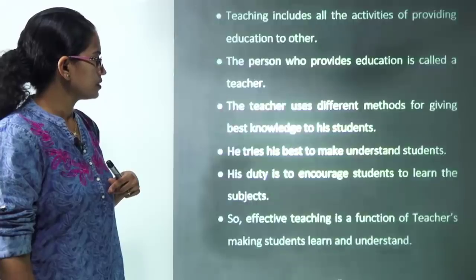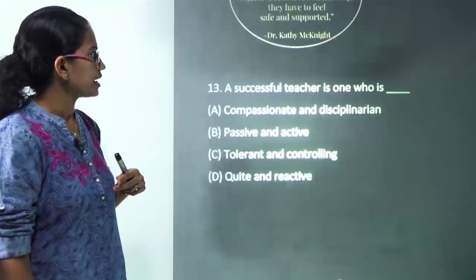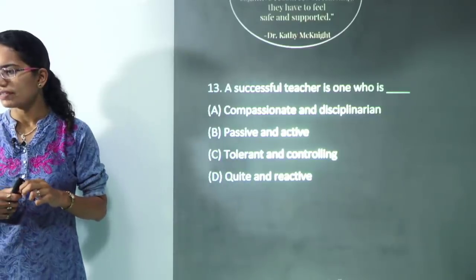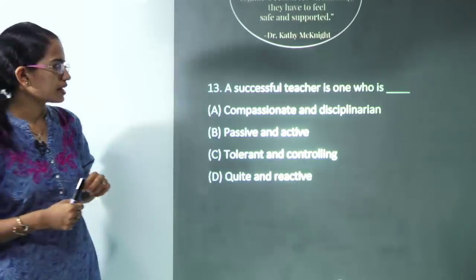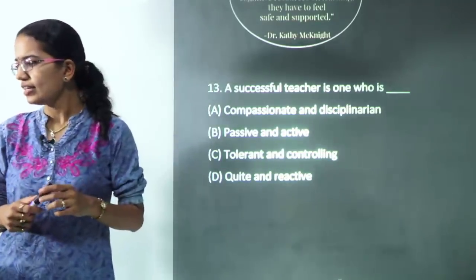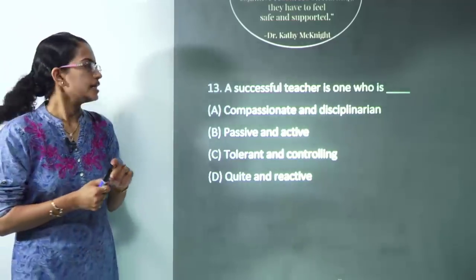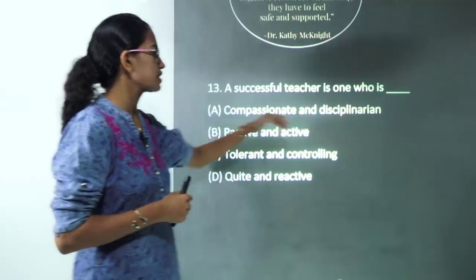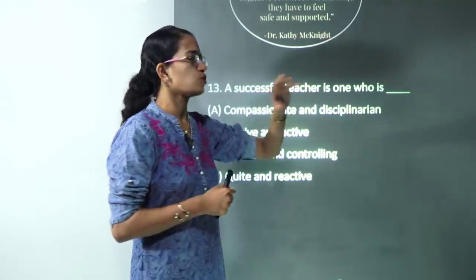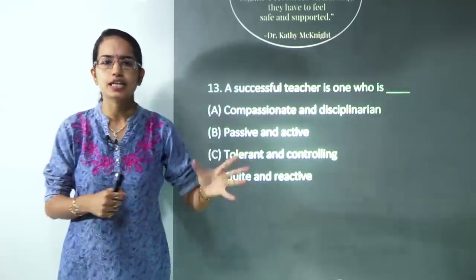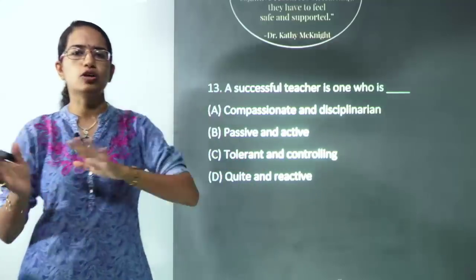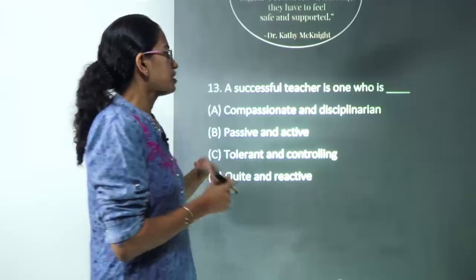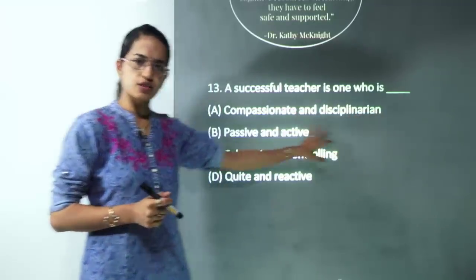Coming on to the next question, question number 13. I was looking for answers for question number 13. The correct answer, savvy, correct, right. So A is the correct answer. A successful teacher is one who is compassionate and disciplinary. Let's say there is a class at 9 o'clock and the teacher does not turn up till 9:30 or 9:15, then you won't say that would be successful teaching.